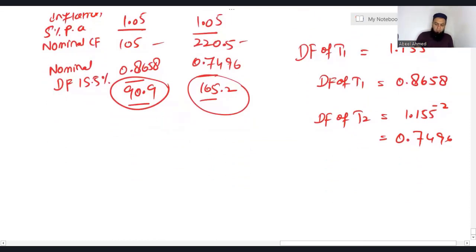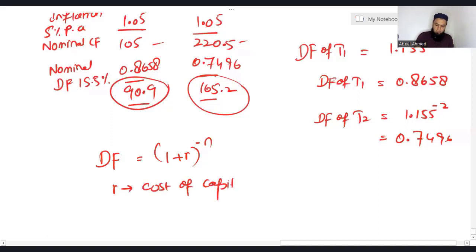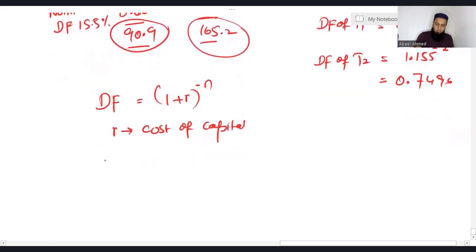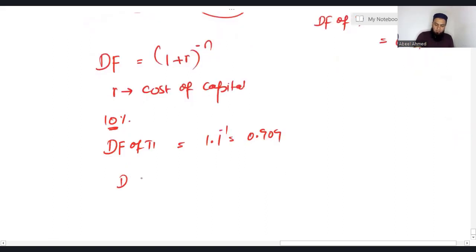How do we calculate the discount factor of different years? Discount factor is equal to 1 plus R, and the power is minus 1. Basically, R is the cost of capital. For example, if the cost of capital is 10%, and you need to calculate the discount factor of the first year, what will you do? Discount factor of T1, 1.1 power minus 1, gives you 0.909. Discount factor of T2, 1.1 power minus 2, gives you 0.826.